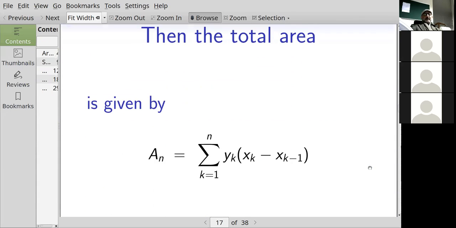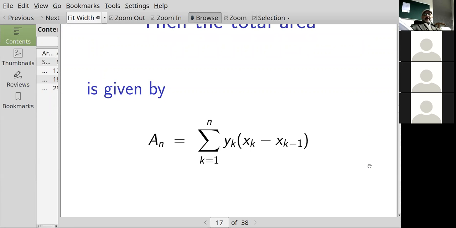Okay, so then what's the total area? Well, you add up the area of each individual rectangle. So the height of the kth rectangle is yk, and its base runs from x sub k minus 1 to xk. So the difference between those is the width of the rectangle, which is xk minus x sub k minus 1. And then you sum them all up. You sum from k equals 1 to n, and that gives you the area of n such rectangles. Is that okay?